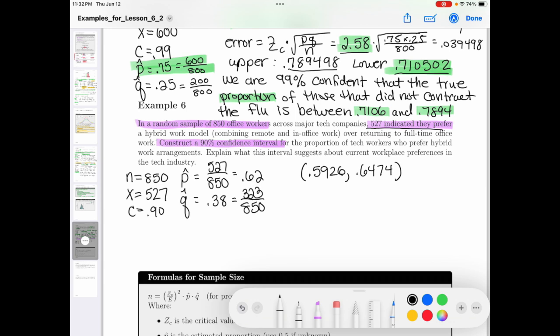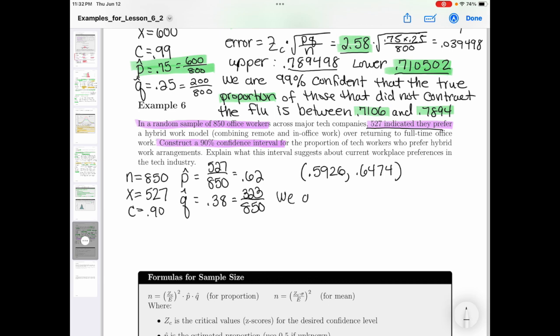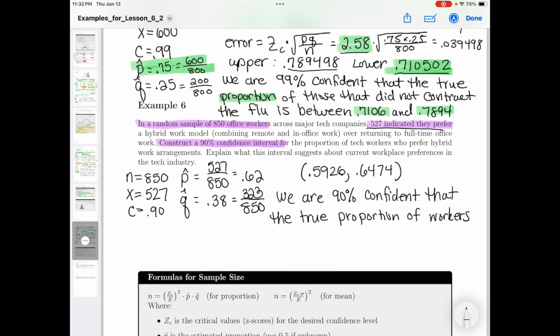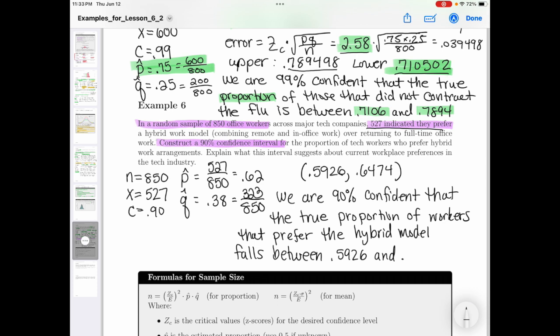When you enter all the values in GeoGebra, you should get a confidence interval with a lower limit of 0.5926 and an upper limit of 0.6474. So our conclusion would state we are 90% confident that the true proportion of workers that prefer the hybrid model falls between 0.5926 and 0.6474.